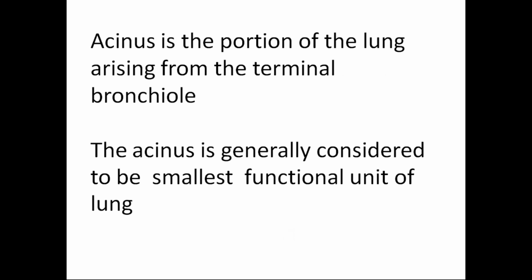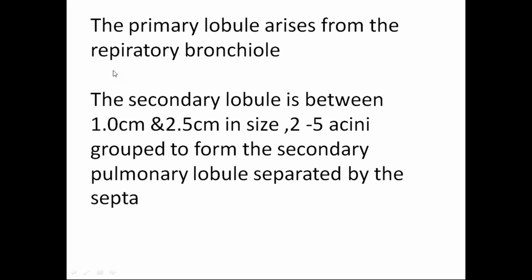The acinus is the portion of the lung arising from the terminal bronchiole. It is generally considered to be the smallest functional unit of lung. The primary lobule arises from the respiratory bronchiole. The secondary lobule is between 1 centimeter and 2.5 centimeters in size and contains 2 to 5 acini grouped to form the secondary pulmonary lobule, separated by the septa.